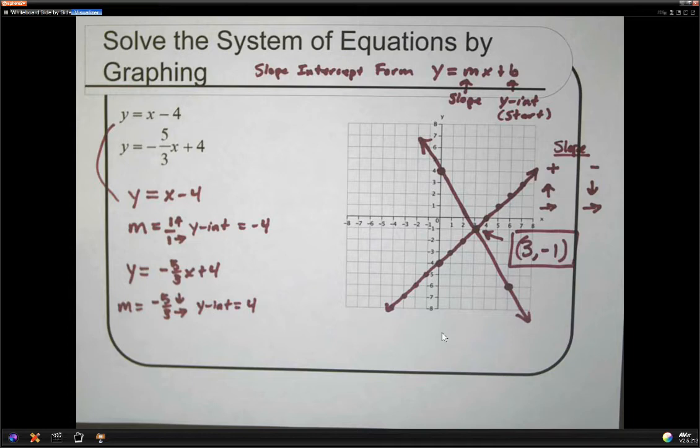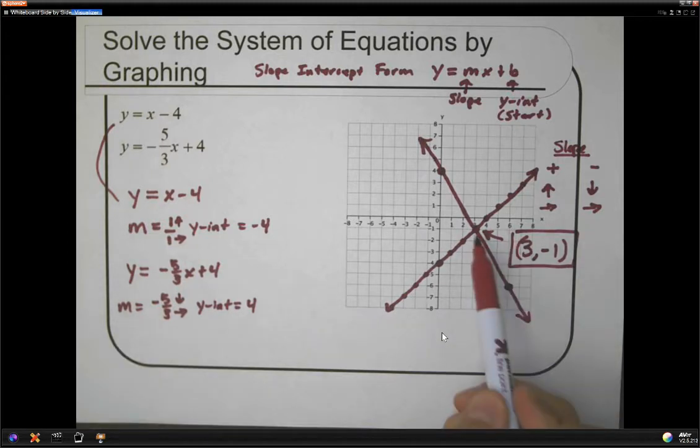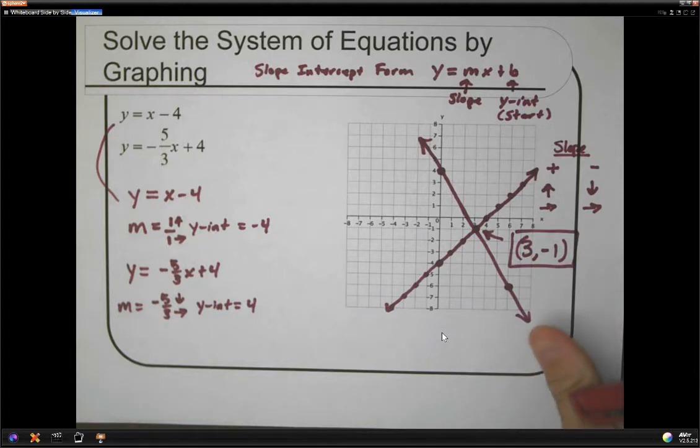So again, this is graphing a system of equations. And again, you're just plotting the two graphs and seeing where they intersect. And again, if they don't intersect, you're looking for the other two possibilities. Is it no solution or is it infinitely many solutions? Let's try another one of those.